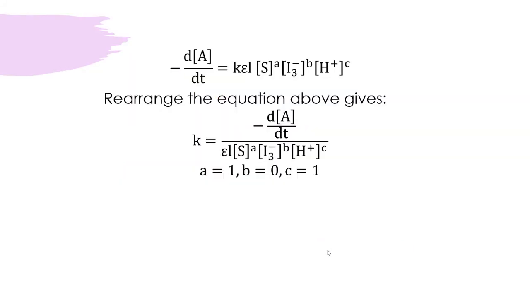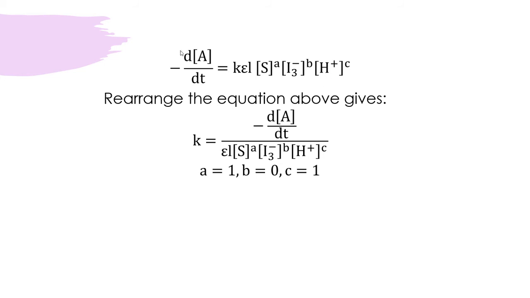Now the second thing is that, now that you have those values, you're also given in the text that the differential rate equation is given by this k, and you have the epsilon, and you have this L, and you have the concentration of cyclohexanone, the I3 minus and the H plus.